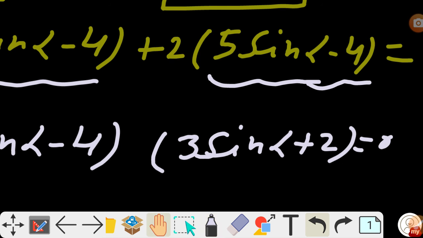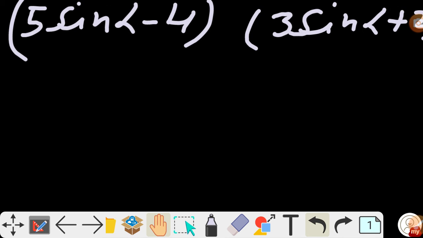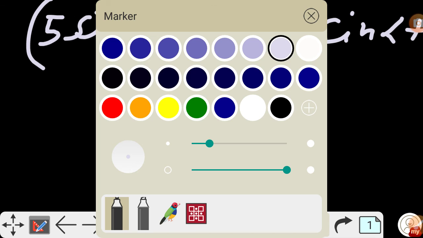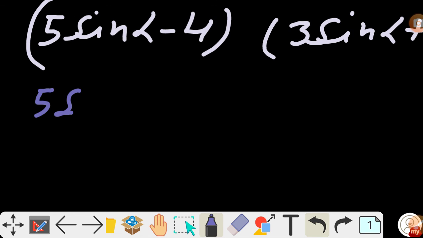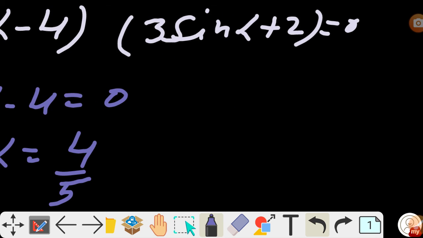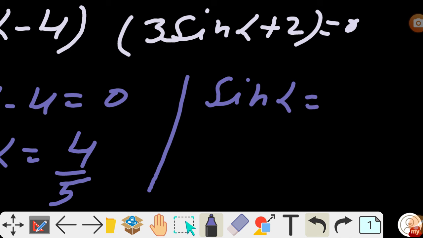Then you put 5 sin alpha minus 4 equal to 0. Then sin alpha equal to 4 upon 5. And from the other one, sin alpha equal to minus 2 upon 3.